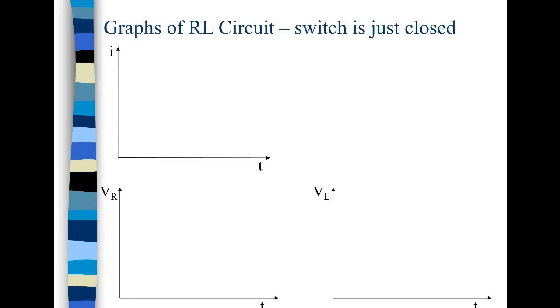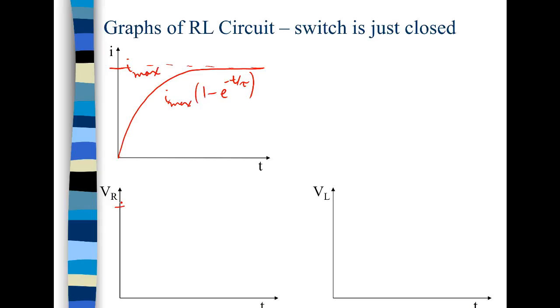So we can sketch graphs of what happens in the RL circuit when the switch has just closed, and if we label this as I max, that is the current that we're going to reach eventually, and we reach it via an exponential function. Remember, this was basically I max times 1 minus e to the negative t over tau. Tau is that inductive constant.